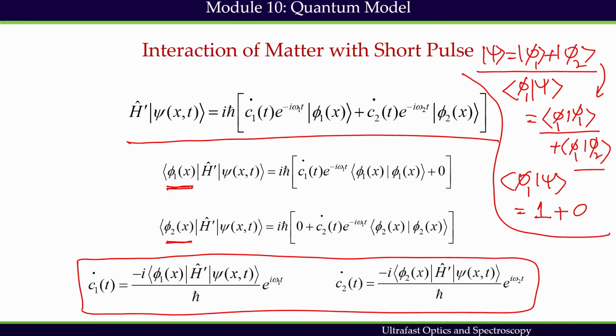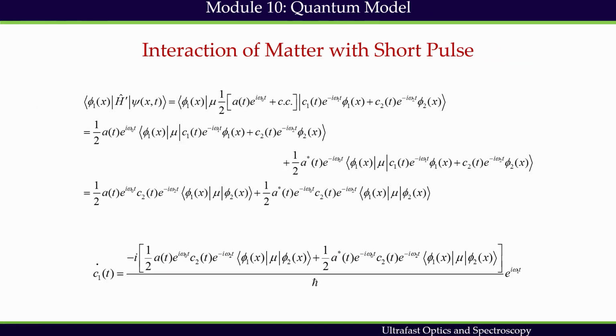And we can remind ourselves that C1 and C2 are the coefficients, which means if I have C1 equals 0, then there is no population in the 1 state, and if I have C2 equals 0, then there is no population in the 2 state. So all we are interested in is how the population is building up in the first state and the second state, depending on the coefficients C1 and C2. This is the reason why we are interested in C1 and C2.